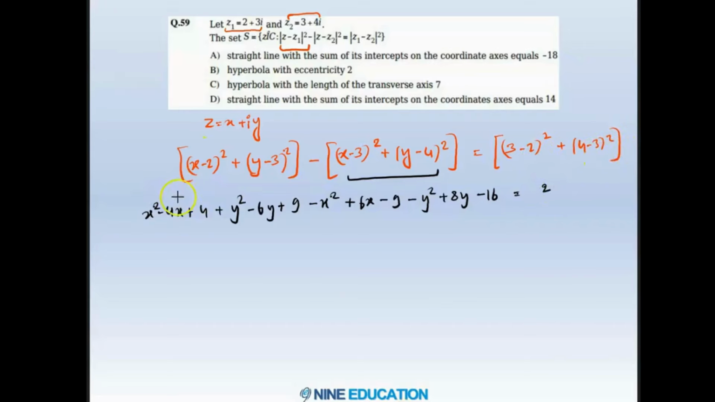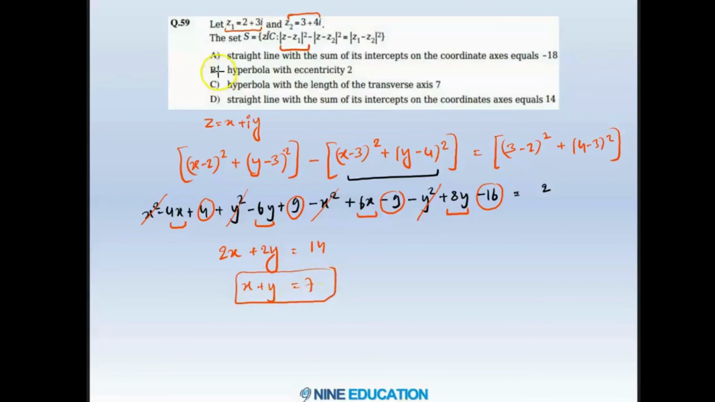Now you can see the cancellations. x square minus x square, y square minus y square cancelled. So we are left with 6x minus 4x, 2x, then 8y minus 6y, that is 2y, and the remaining 4 and 9 give 13. 13 minus 9 again 4. 4 minus 16 is minus 12, which will go to the right side, and it will be overall 14. So it means it is nothing but x plus y is equal to 7, which is a straight line with intercept 7.